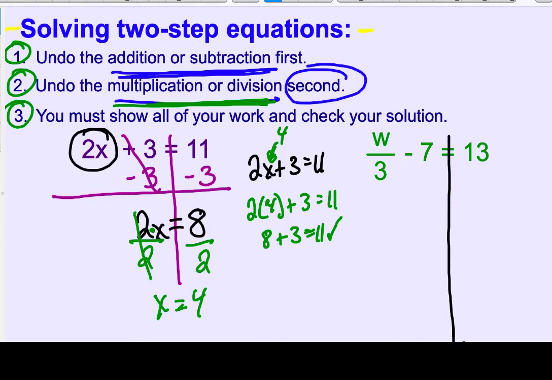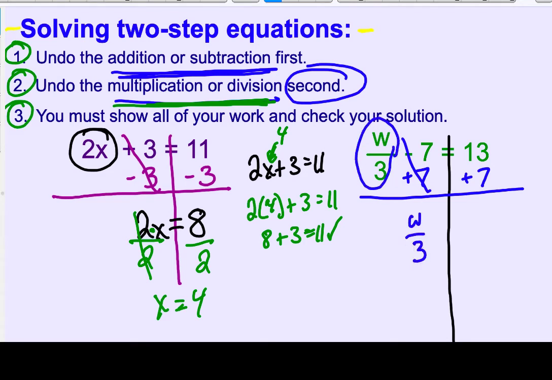All right, next one. W over 3, so W divided by 3 minus 7 is equal to 13. So again, focus on the addition or subtraction first. In this case, they're subtracting 7. So I'm going to add 7. I'm going to do the opposite, but I've got to treat both sides equally. Minus 7 and adding 7 cancel each other out, but I'm still left with W divided by 3. 13 plus 7 is 20.